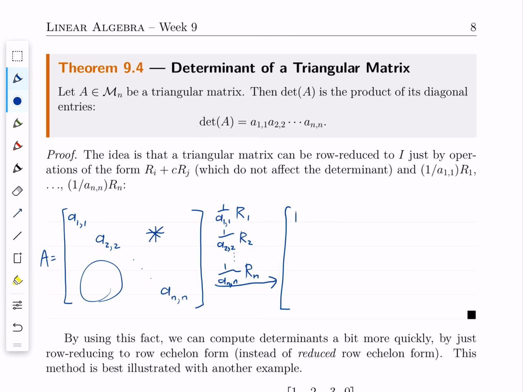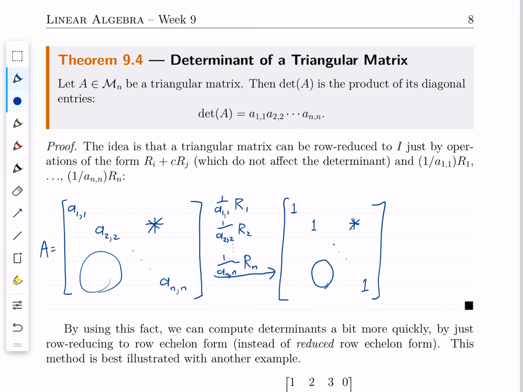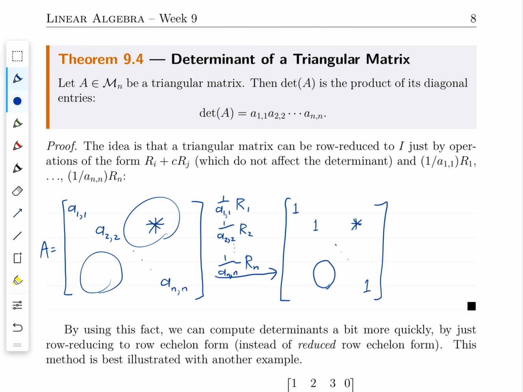What would our matrix look like after we do that? Now we're going to have a 1 in that top left entry, because we just divided it by A11. We're going to have a 1 in the 22 entry because we divided it by A22, and so on down the line. All these diagonal entries are now going to be 1s. We're still going to have zeros in the bottom left corner, and in the top right corner we're still just going to have some ugly junk. It's a different ugly junk than we had before; this star is not necessarily the same as this star, because we divided through these rows by constants that aren't necessarily equal to 1. But it doesn't matter. There's still just some junk in that top right corner.